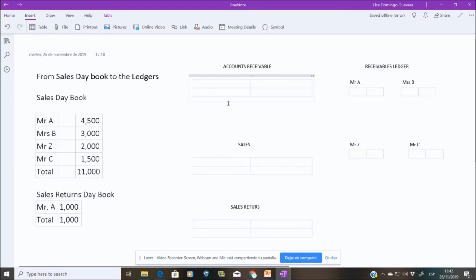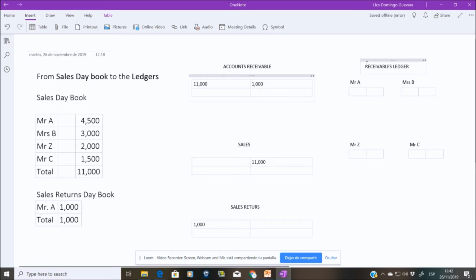So let's do it. We will debit 11,000 here and credit sales of 11,000. And for the sales returns, we debit the sales returns account of 1,000, and credit accounts receivable of 1,000.